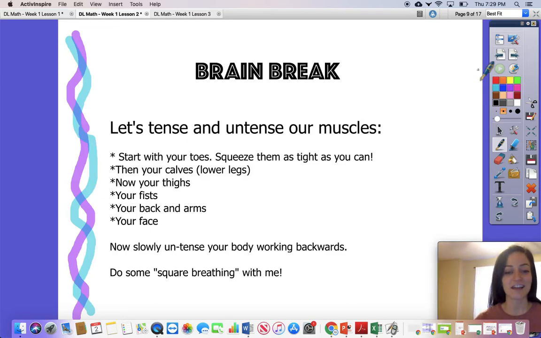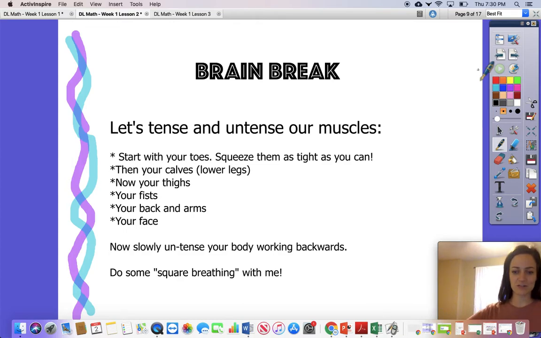Okay, and then try it again, but start with your face. So tense your face up, tense your shoulders up, tense your arms, tense your fists, tense your thighs and your booty, tense your calves and your toes. And now we're going to release starting at our toes. Untense your toes. Relax your legs. Relax your hands, your arms, your shoulders, and become jello. Okay, so hopefully that helps. That's a good stress reliever if you guys are freaking out during a video. You could always do something like that.